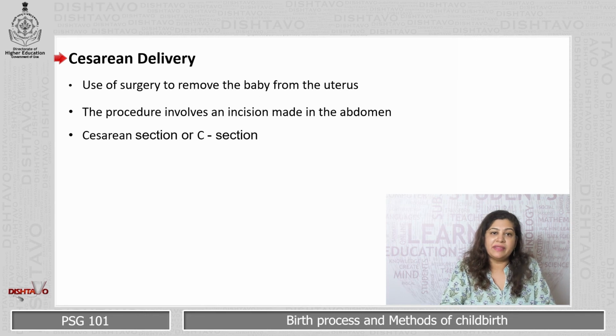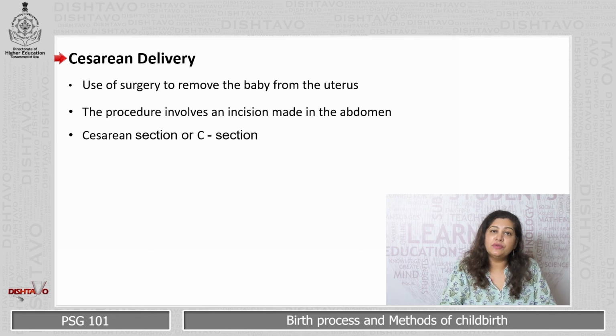The final method of child delivery is called cesarean delivery. This process makes use of surgery to remove the baby from the uterus. The procedure involves an incision which is made in the abdomen. Cesarean delivery is also called cesarean section or the C-section.